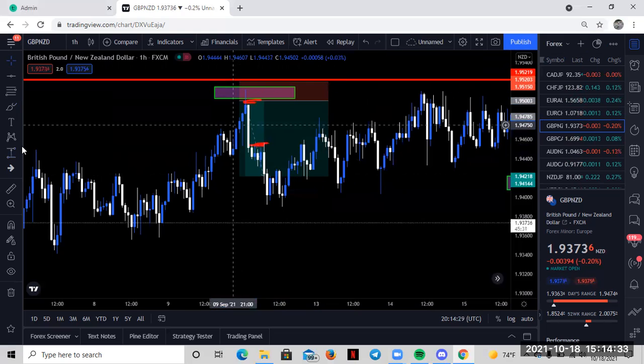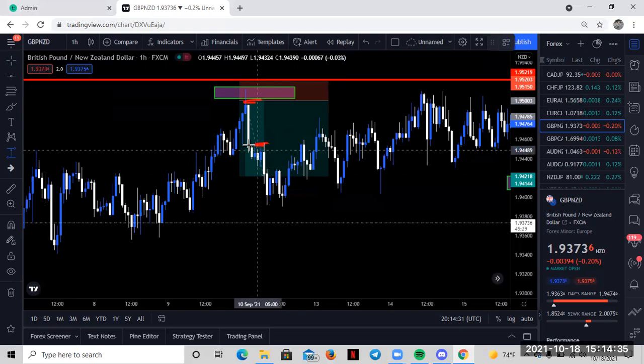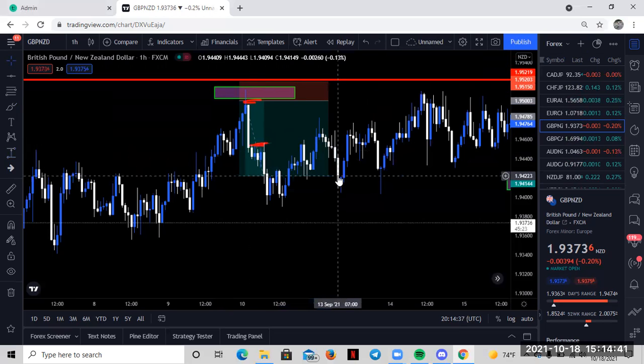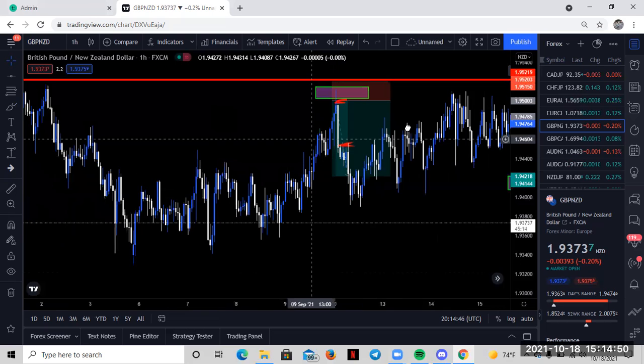Move it out of the way. That was 78 pips. And then my second entry was 34 pips. So 78, 34. Still over 100 pips, one trade. So that's basically how you add entries.